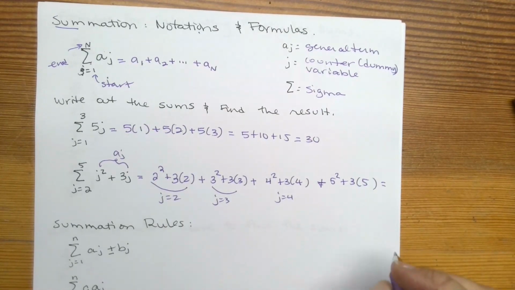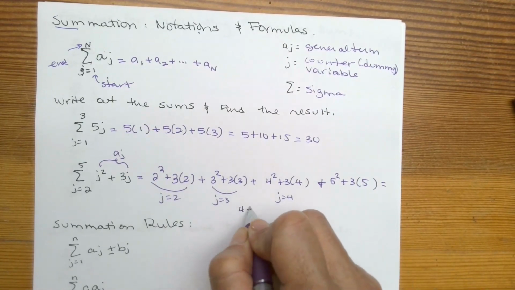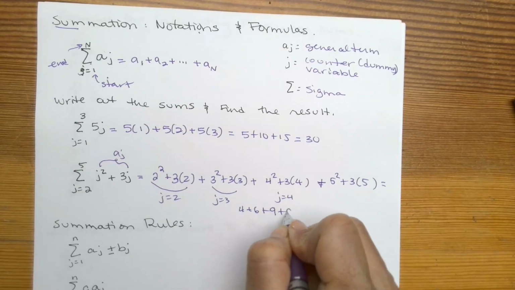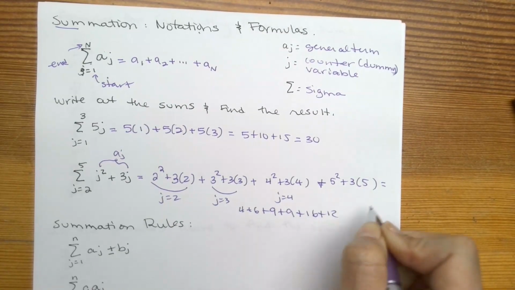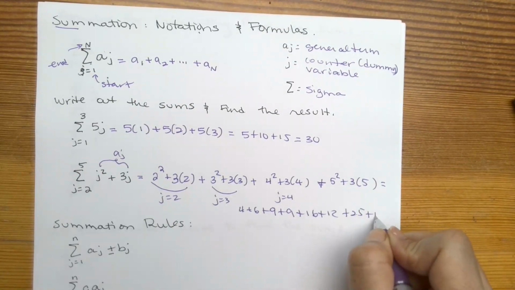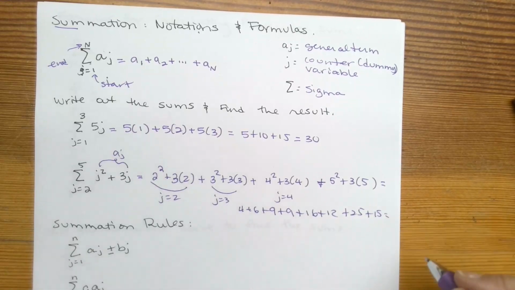Oh my gosh, you guys are probably already doing the arithmetic. So I got 4 plus 6 plus 9 plus 9 plus 16 plus 12 plus 25 plus 15. Okay, whatever that is. So a couple of summation rules.